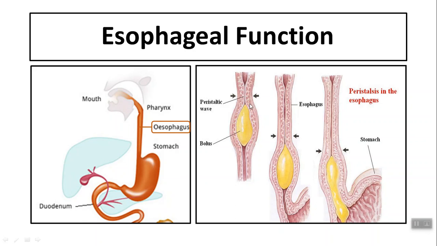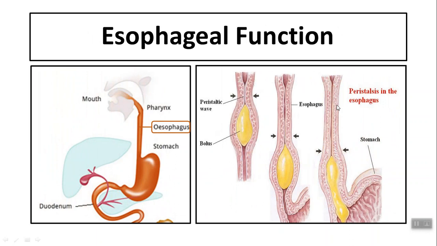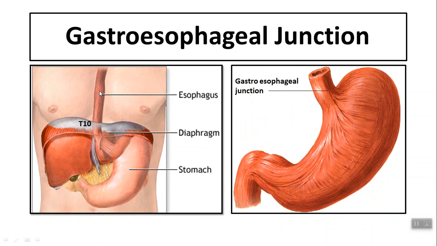It performs its function through what we call a wave-like contraction of its muscular wall, that is called peristalsis. Peristalsis is a wave-like contraction of the muscular wall of the esophagus in order to propel the bolus of food or fluid to the stomach. The esophagus will pass through the diaphragm through the esophageal opening at the level of T10, that is the 10th thoracic vertebra.